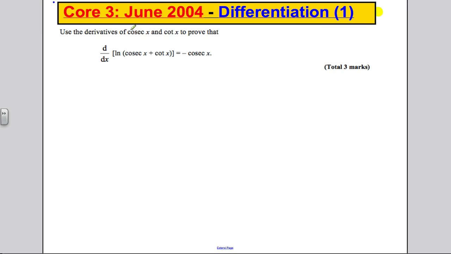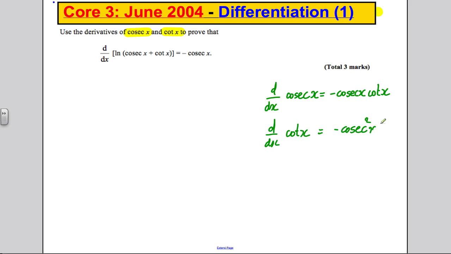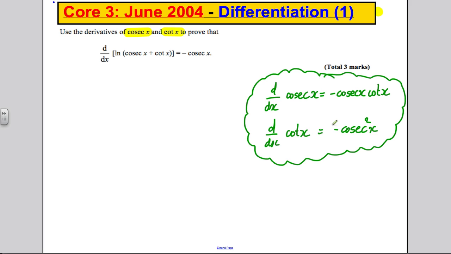Okay, next, we're told to use the derivative of cosec x and cot x to prove the following. First things first, I'd write them down. They're in your formula booklet. If you differentiate cosec x, you get yourself negative cosec x cot x. And from your formula booklet, if you differentiate cot x, you get negative cosec squared x. These are in your formula booklet. You do not need to learn them. You are asked to use those results.